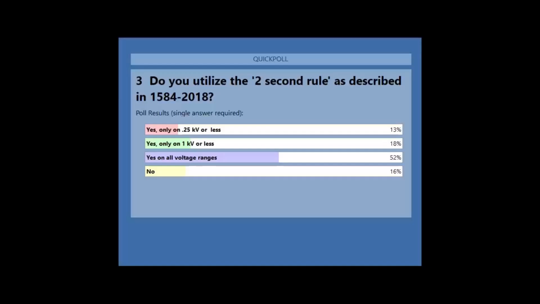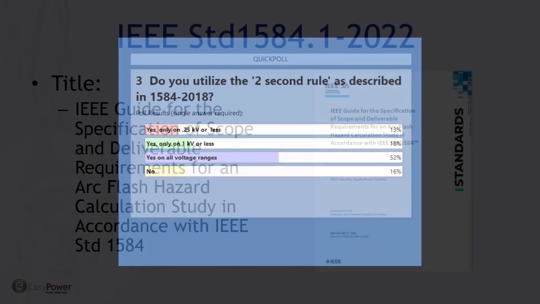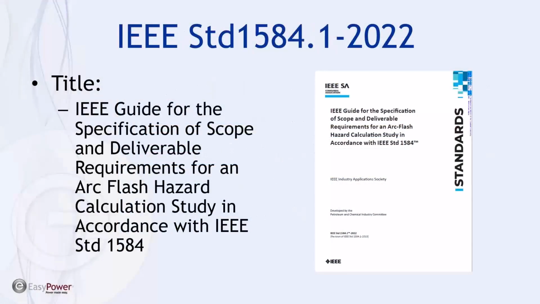Let's get into the rest of my discussion here. For those of you that haven't seen the document, this is what the front cover looks like.